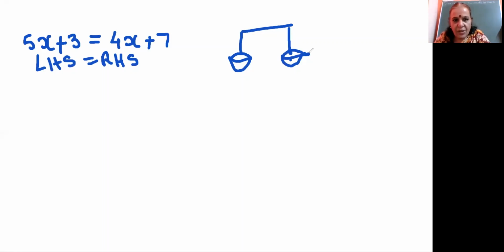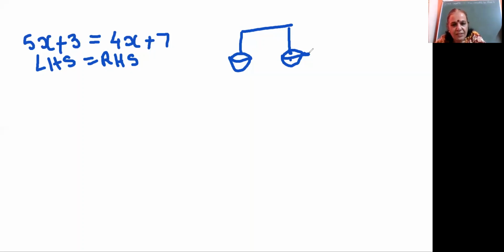And there are 3 methods in finding the value of x. One method which I have learned in 6th standard is the trial and error method. Keep on substituting the value x equal to 0, x equal to 1, x equal to 2, x equal to 3, like that in both sides of the equation till you get left hand side equal to right hand side. It is a lengthy method.